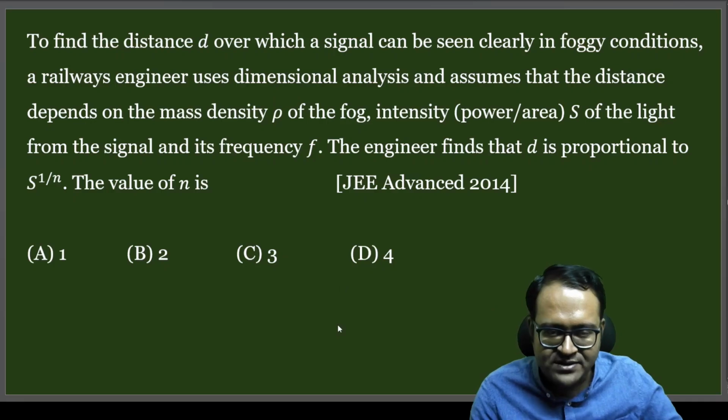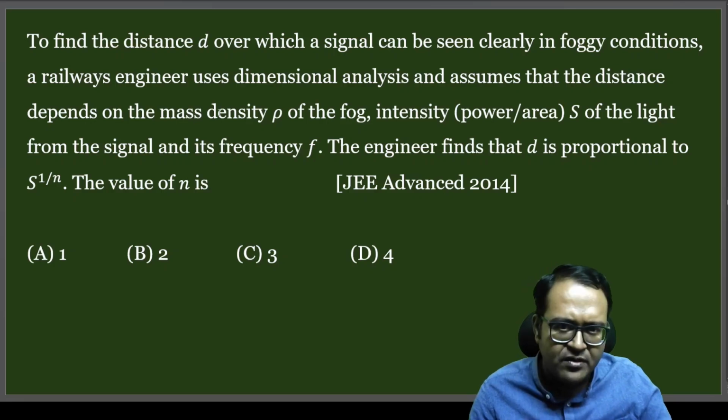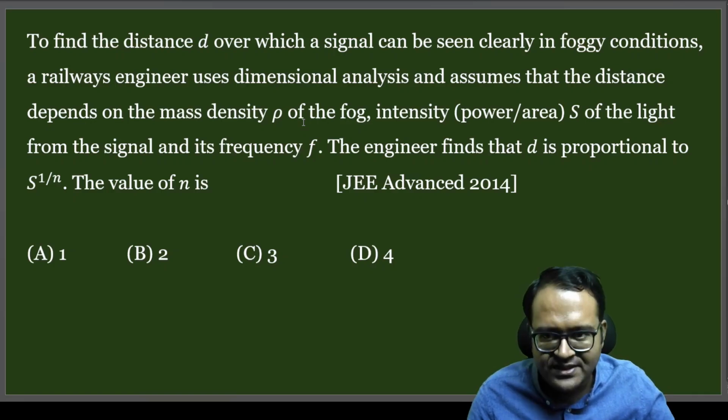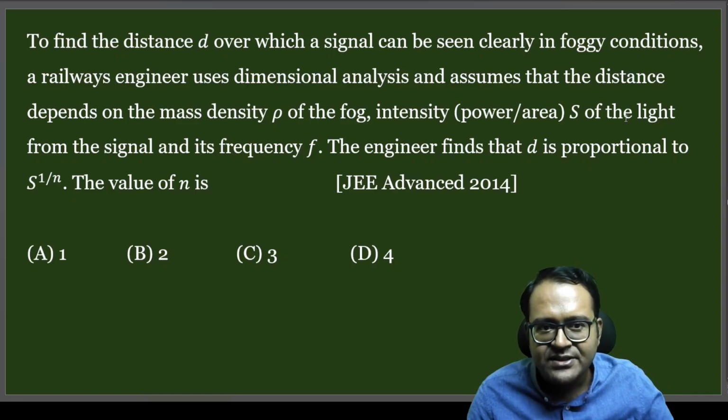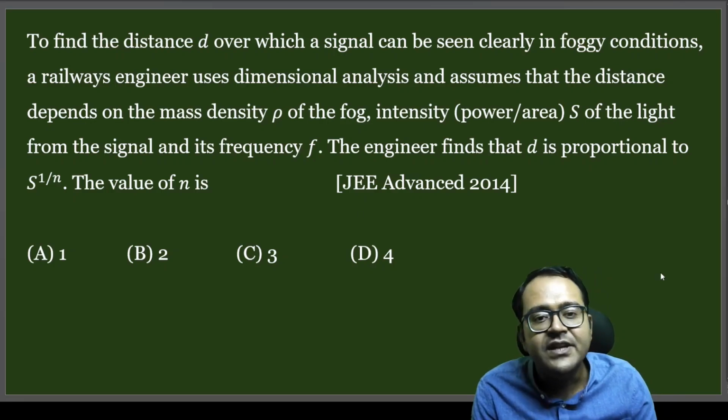So I need to guess what conditions the visibility of the signal depends on. So your model is that the visibility depends on the mass density of the fog. Of course, it's a valid quantity to be considered. The intensity of the light, of course: the brighter the light is, the more visibility I should expect. The intensity of the light and its frequency. Of course, frequency has some relation with visibility.